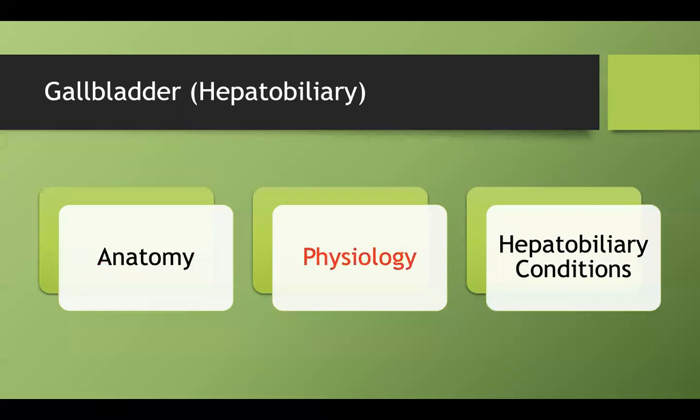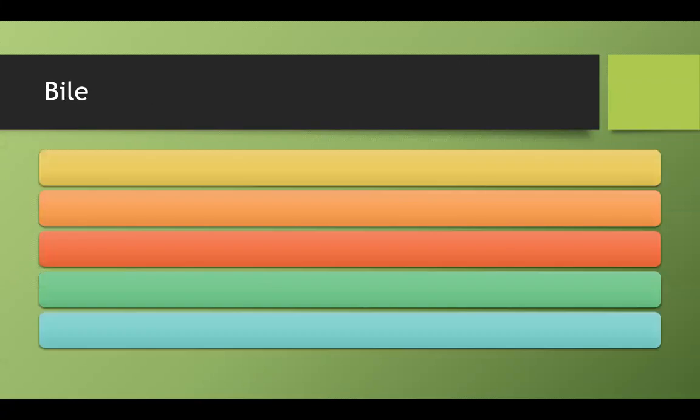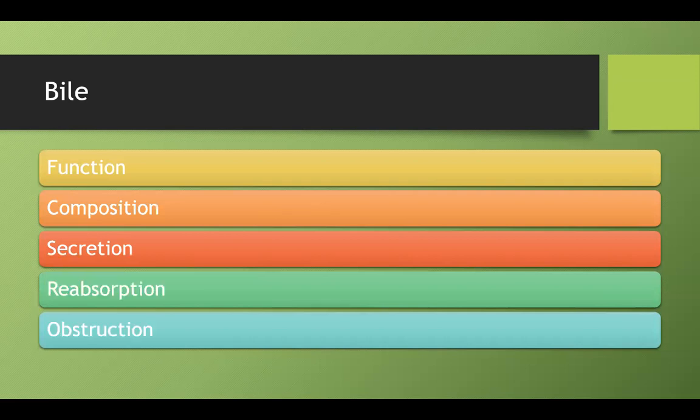Let's talk about physiology. And when we're talking physiology, I really want to go in depth about bile and all of its components. So we'll talk about bile function, composition, bile secretion, reabsorption, and finally, we'll talk about what happens when you have biliary obstruction and all the symptoms associated with that. So starting with function, there's 4 main functions you should know with bile.